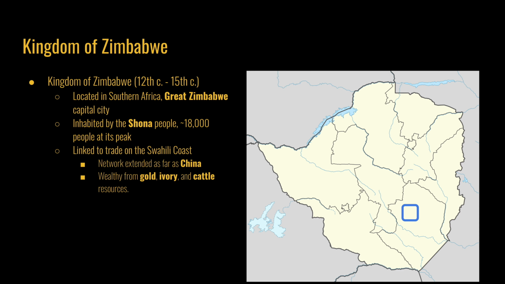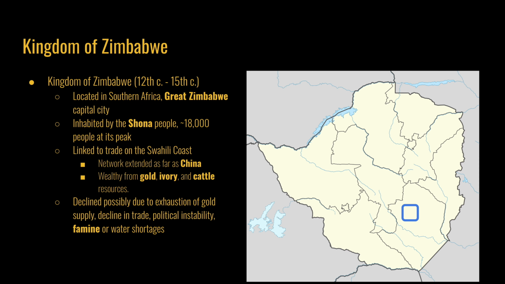The goods traded from Zimbabwe included gold, ivory, and cattle. The reasons for its decline are not definitively known, but could include the exhaustion of the gold resources, political instability, famine, or water shortages.